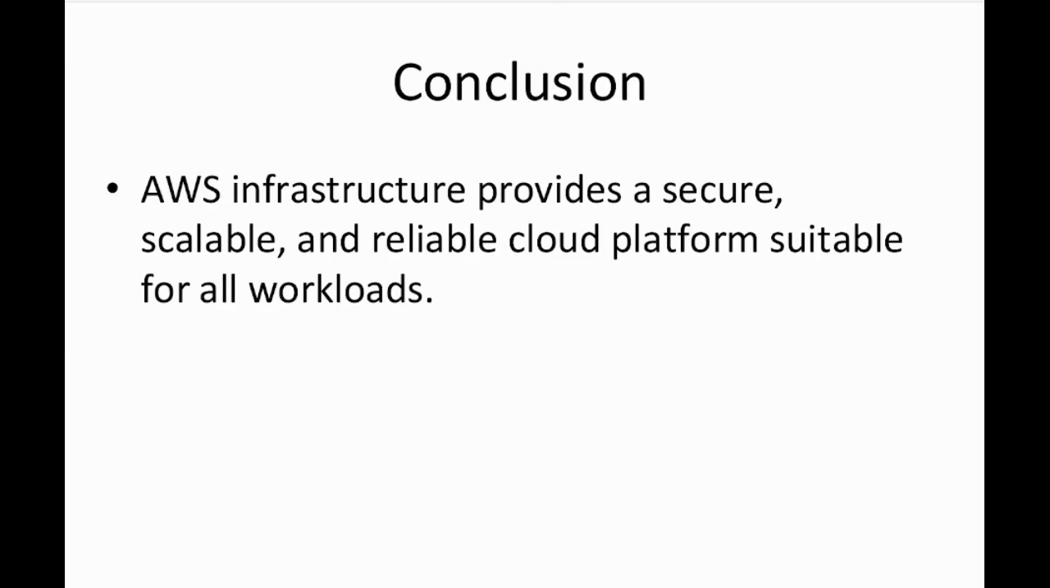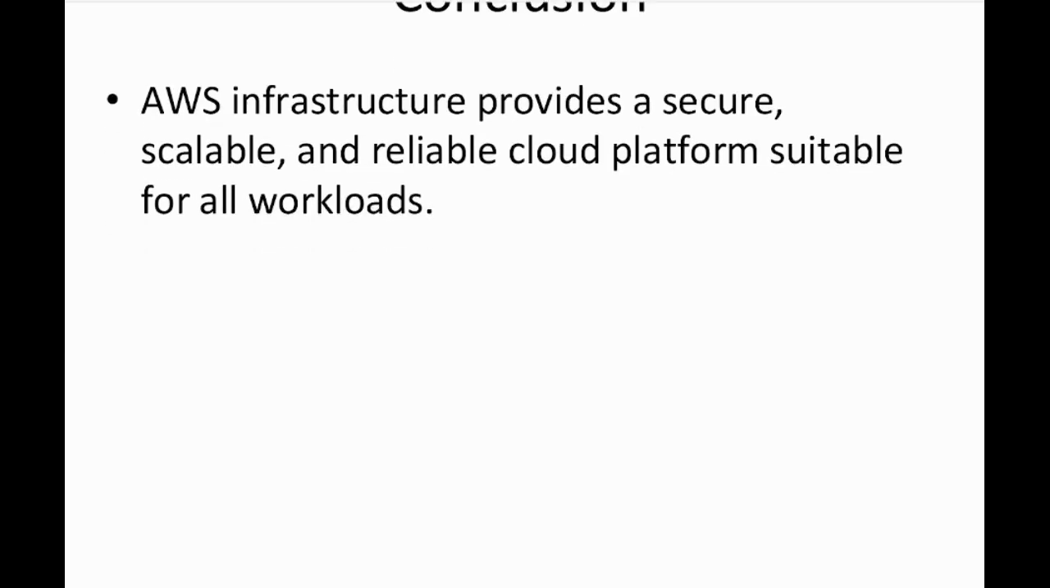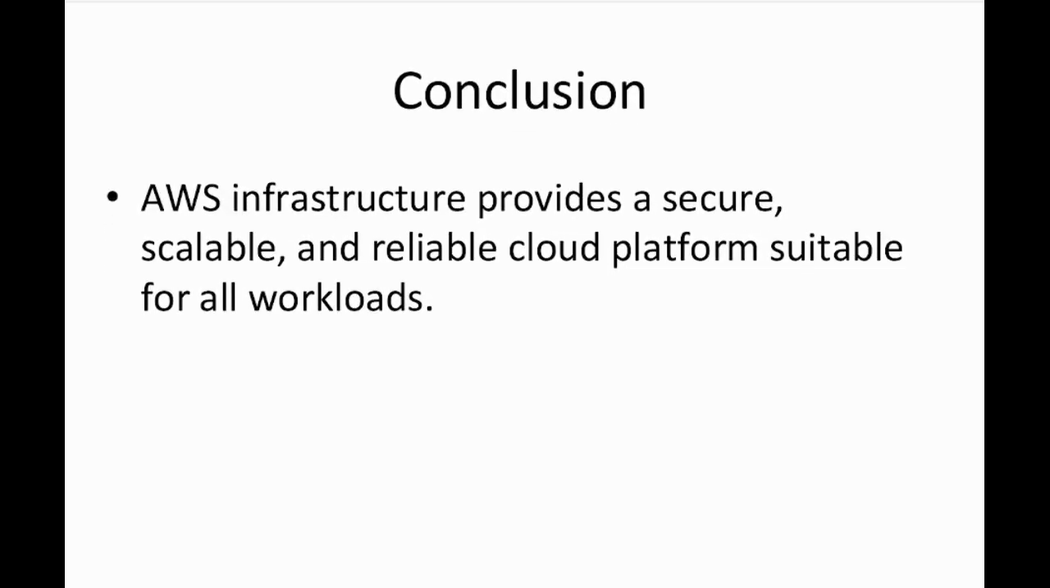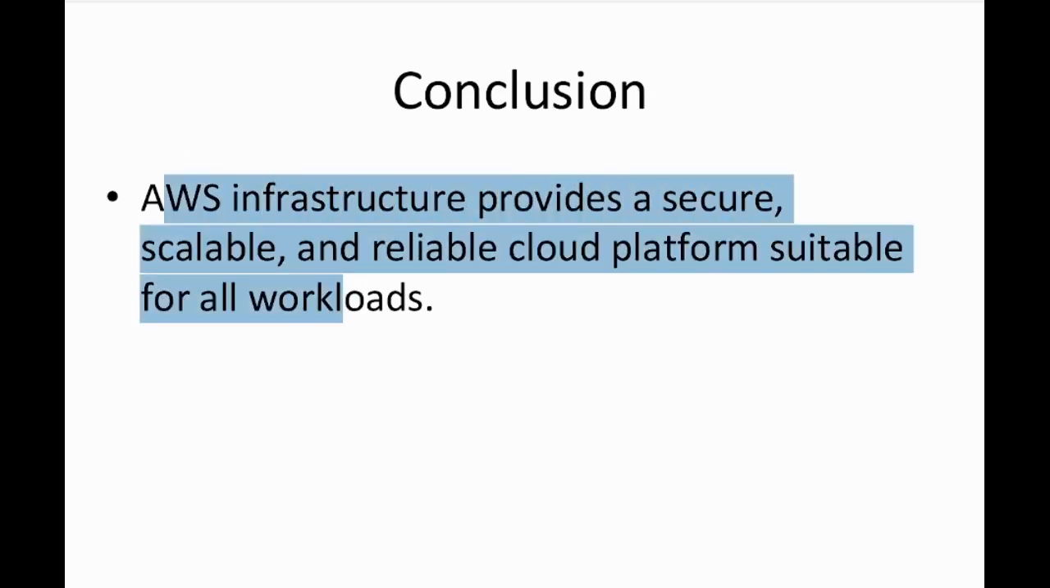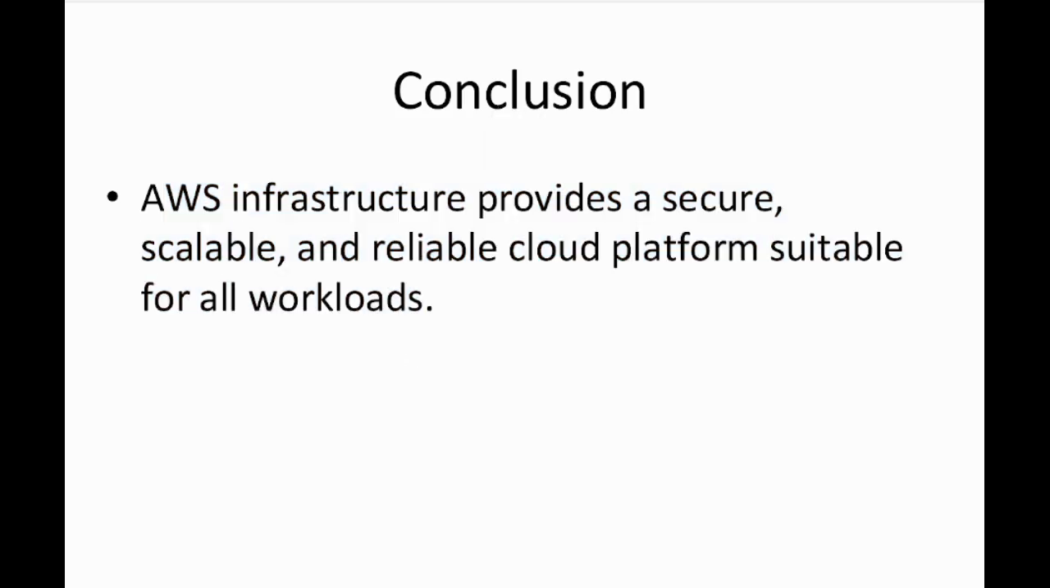So next one is the conclusion. The conclusion is that AWS infrastructure provides a secure, scalable, and reliable cloud platform which is suitable for all workloads. So this is the conclusion. Like AWS infrastructure, it provides a very secure, scalable, and reliable cloud platform which is suitable for all workloads.